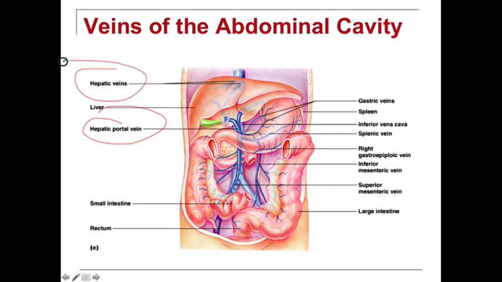Again, another good view showing the hepatic portal vein right there. And here is the hepatic vein. Superior mesenteric vein, inferior mesenteric vein.